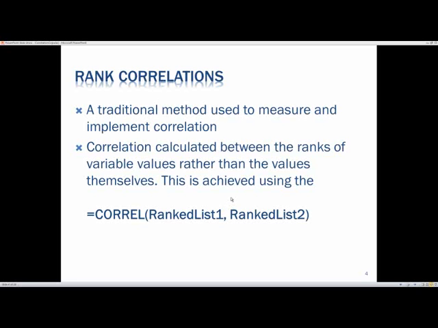So rank correlation is a traditional method used to measure and implement correlation. The correlation is calculated between the ranks, rather than the values themselves. So if you had two columns of data, each column would be ranked onto itself, and then you would correlate those rankings using the Correl function. That's how you would do Spearman's rank order correlation, which is the empirical way of calculating this for Risk Solver, Crystal Ball, and Palisade @risk.